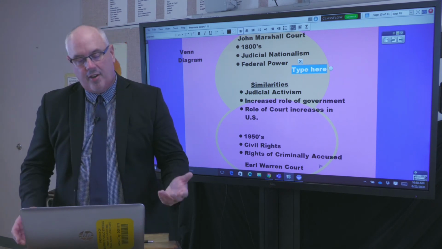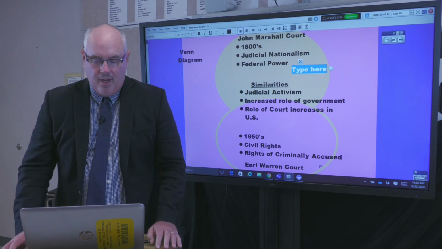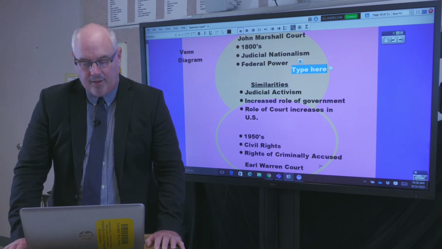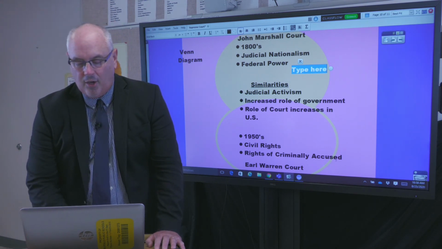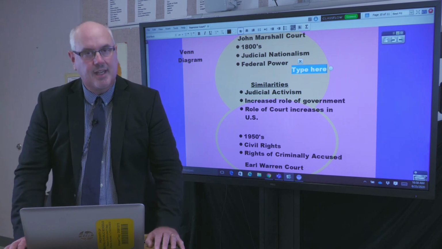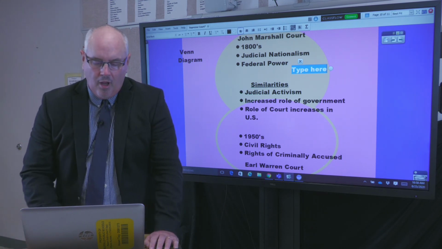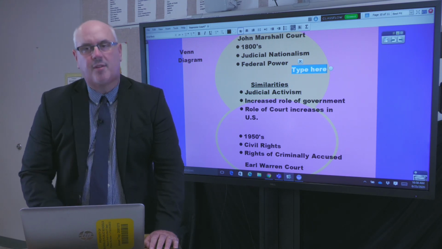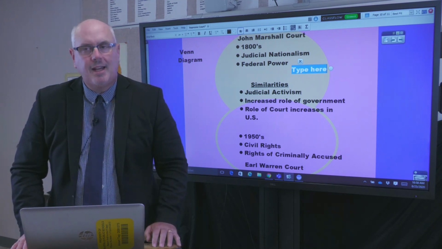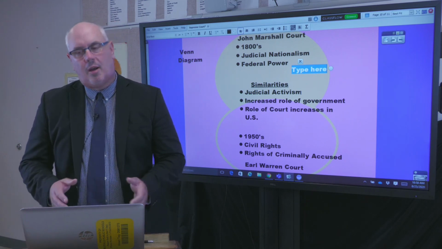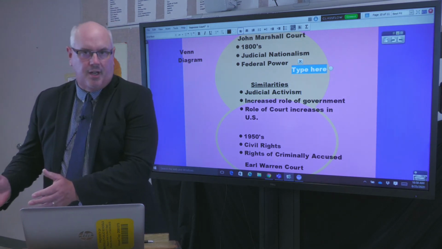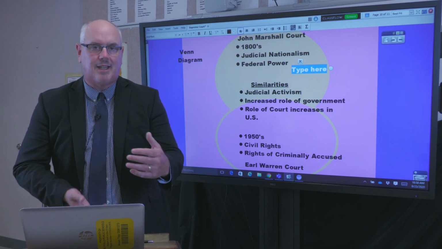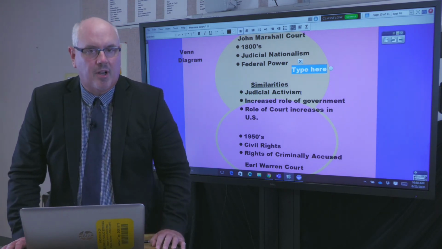We skip down to taking a look at the Warren Court. The time period is much different. We have the 1950s. We have the advancement of civil rights, the social agenda of civil rights. We have the rights of criminally accused in the various cases that I mentioned. When we look at how the two courts are similar, judicial activism is what really stands out. In both cases, the courts took assertive action towards a preferred social agenda. So that's one way in which we can clearly say that these two courts are similar.